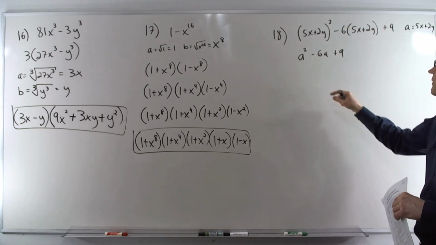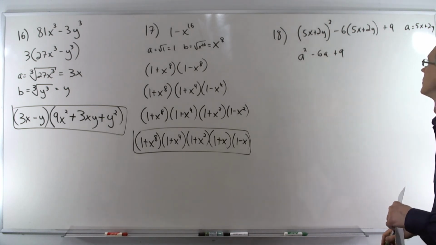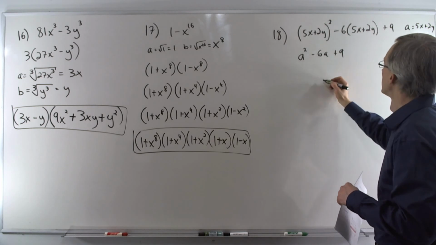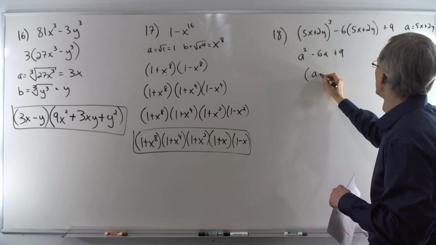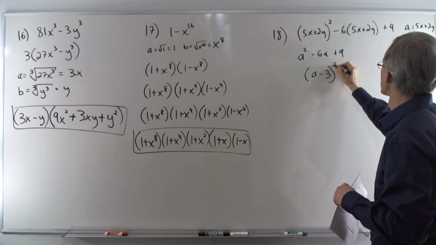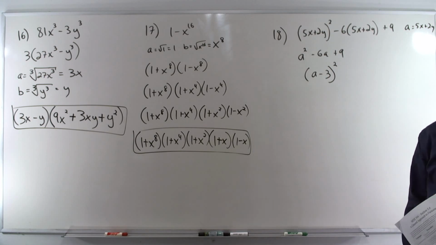Well, now we've got a perfect square trinomial, and that's going to factor into a minus 3 squared, just using the perfect square trinomial formula.